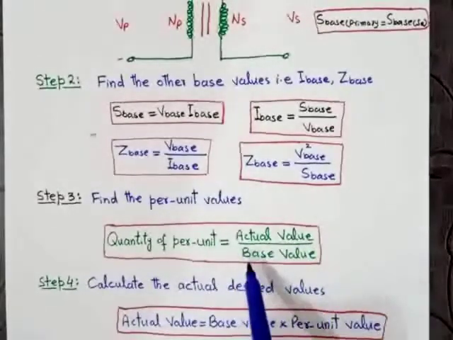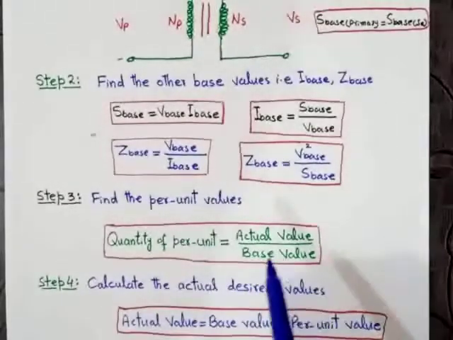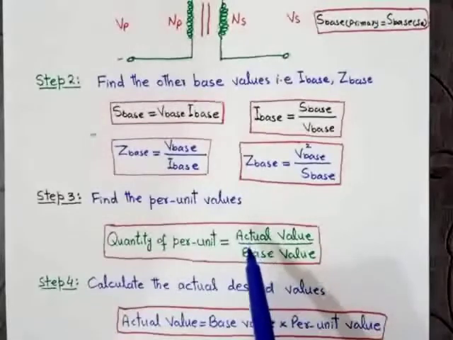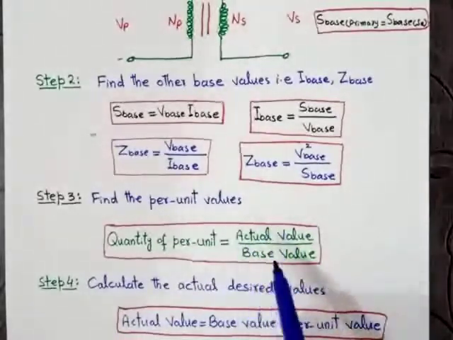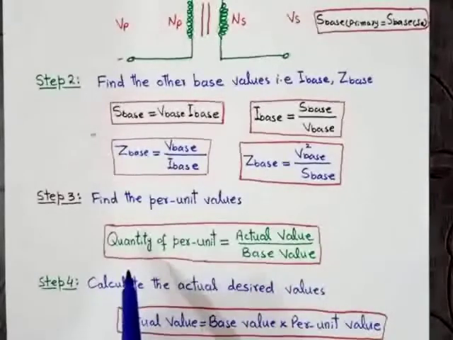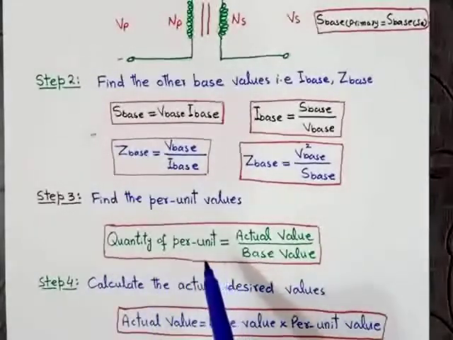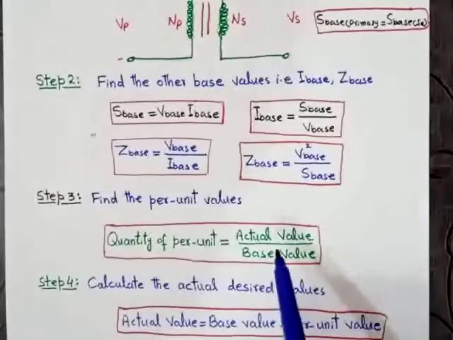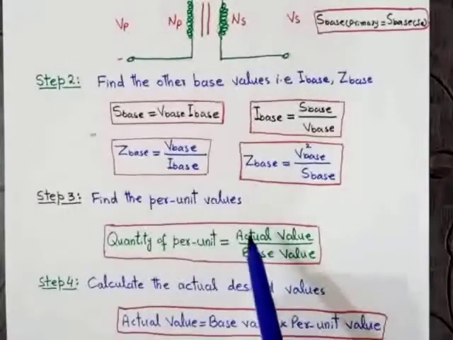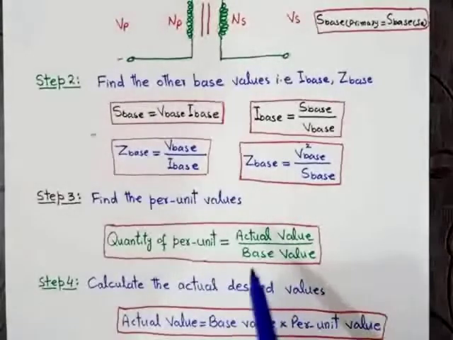First of all, we will find the base values using step number 1 and step number 2, and then we will use the actual value which is given in the circuit. By using these two values, we can determine the per unit quantity. So in step number 3, we will find the per unit quantities for each value. That is, if the actual value in the circuit is given in volts, then we will divide by the base value of the voltage. So this is the important condition.